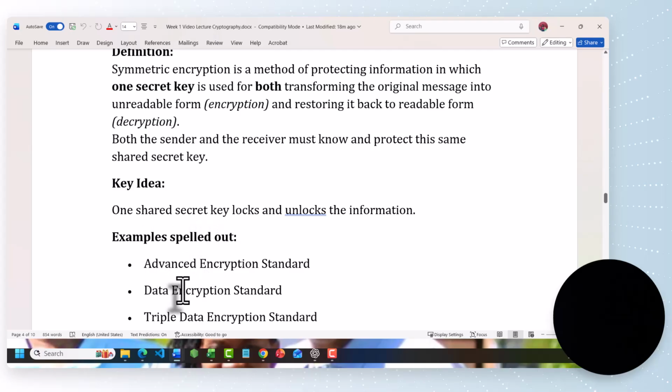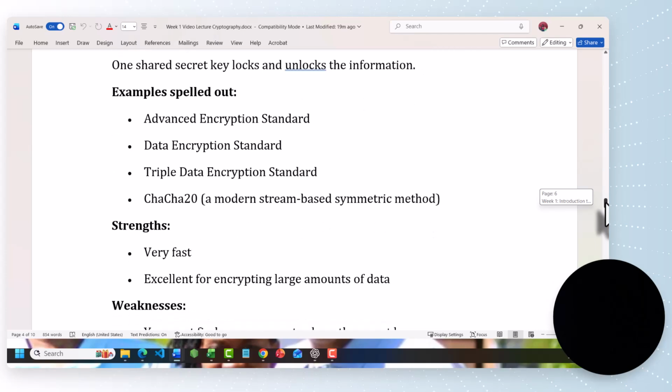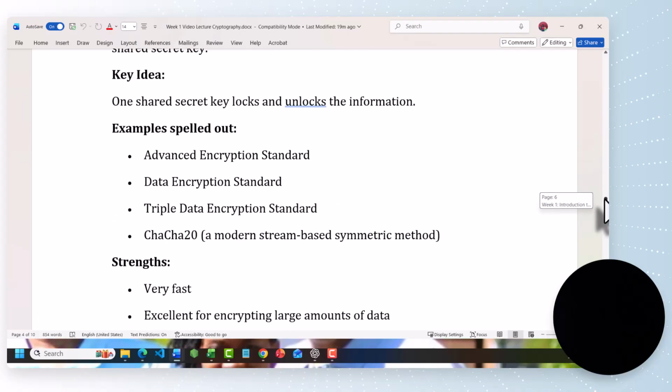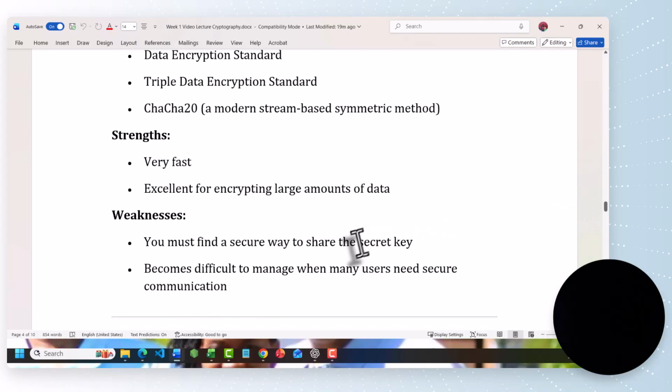Examples spelled out: Advanced Encryption Standard, Data Encryption Standard, Triple Data Encryption. So that's AES, DES, and TDES, the acronyms that go with those. The strengths: symmetric is very fast, and excellent encryption for large amounts of data. Having that single key cuts down the time that we would need to figure out what the key is or what the key should be.